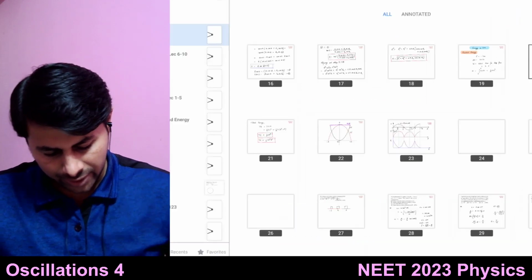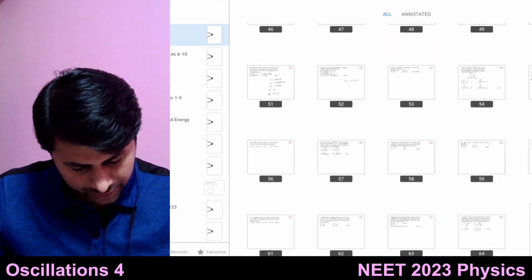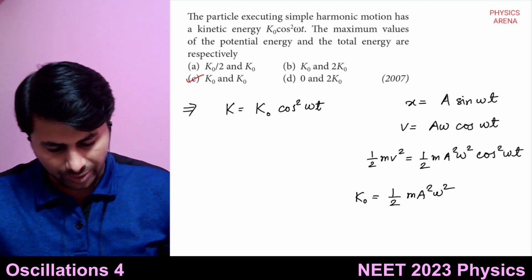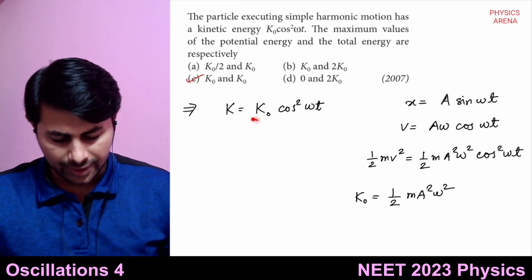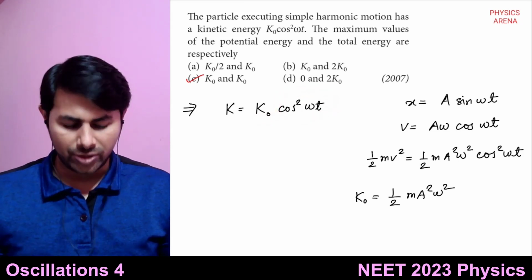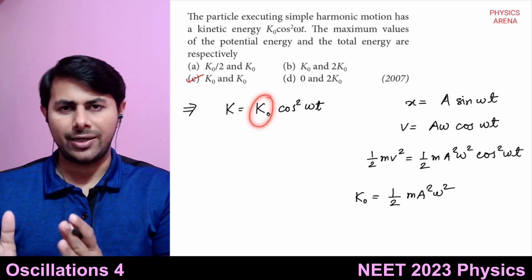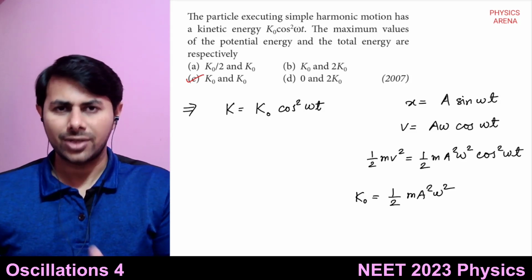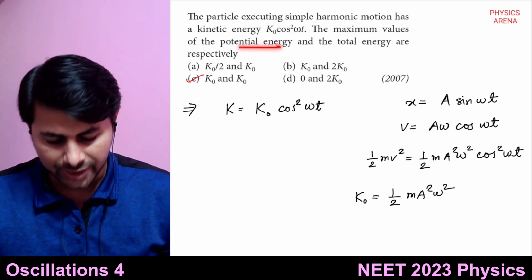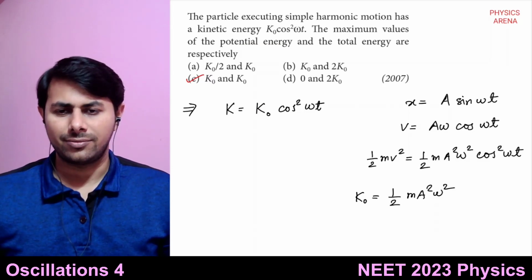So now in our problem, what is the maximum value of kinetic energy? It's K naught, right? Because the maximum value of cos square omega t is 1. Therefore, the maximum value of kinetic energy is K naught. It must be equal to total energy. So total energy is equal to K naught, and the maximum value of potential energy is also equal to K naught.